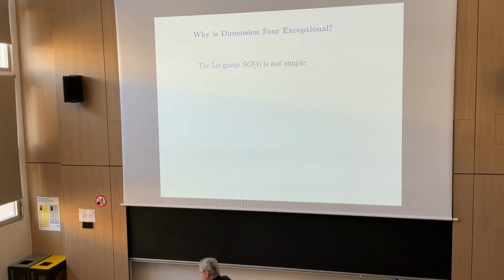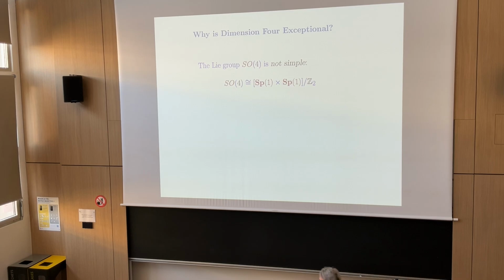So its Lie algebra is not simple. The higher dimensional rotation groups, let's say SO5, SO6, and so forth, those are all simple Lie groups. They have simple Lie algebras, and that means there's no Lie subalgebra which is invariant under Lie bracket. SO4, on the other hand, has this peculiar property.